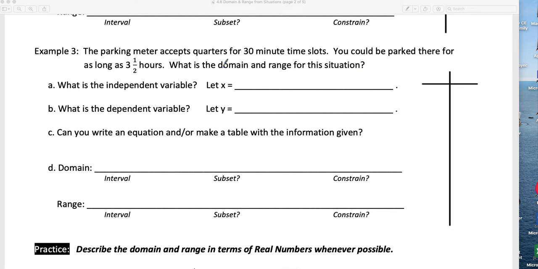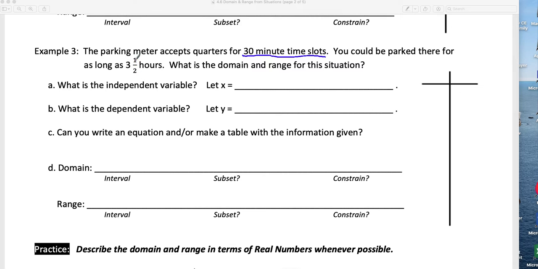Okay, well, I am giving it quarters. So something is going to be quarters. Or at least a cost that's in quarters. And then I have 30-minute time slots. They're not hours. They're not single minutes. They are, in fact, 30-minute time slots. And I'm going to be there for 3.5 hours. So how many 30-minute time slots are there in 3.5 hours?